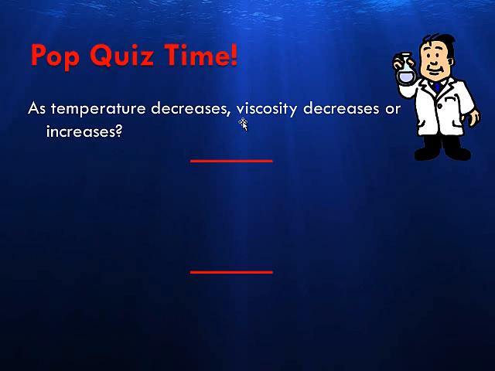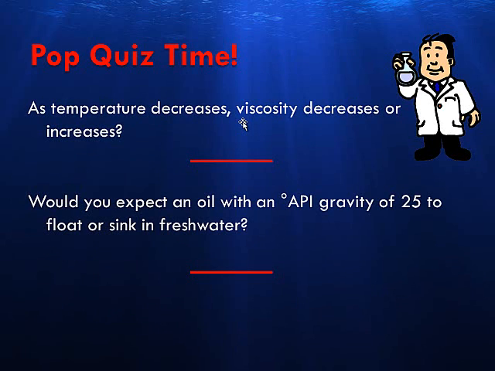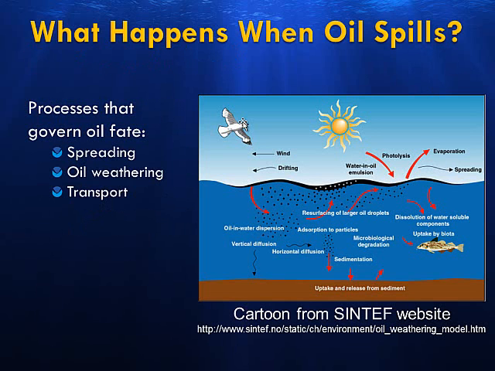Nice. So yeah, you put your jar of honey in the refrigerator, you're dropping the temperature, you're increasing the viscosity, right? What would you expect with an oil with an API gravity of 25? Low. Yeah. So does that make sense to everybody so far?